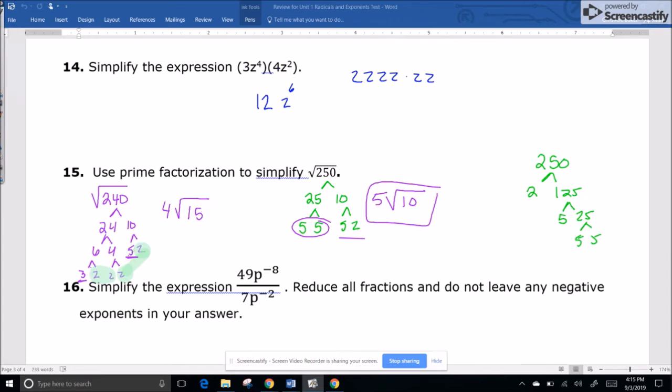Now, when I say things that are left over, don't tell me that 10's left over, because 10 was composite. 10 is a composite number. It's broken down into 5 and 2. We're only looking at prime numbers. They have to be in the ends. Prime means its only factors are 1 and itself.